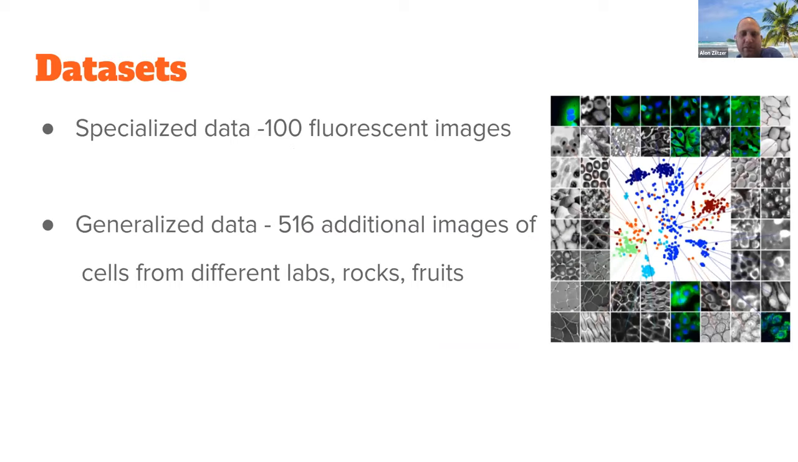What data sets did they use? They used two kinds of data sets. They wanted to show first that it works on specialized data, which is 100 fluorescent images. And they also used generalized data, which contains different types of cell images, from all kinds of rocks, fruits.